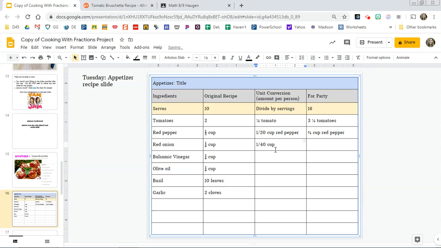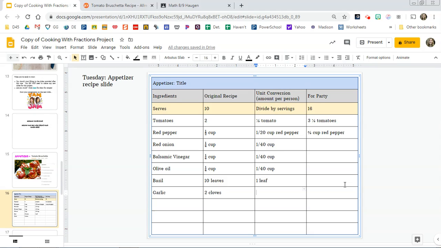1/40 cup. I know that looks weird, but that's okay. It's the proper math. It's 1/40 cup. 10 leaves, divide by 10, that's easy. That's 1 leaf. Leaf with an F. You're welcome for some language arts in there.